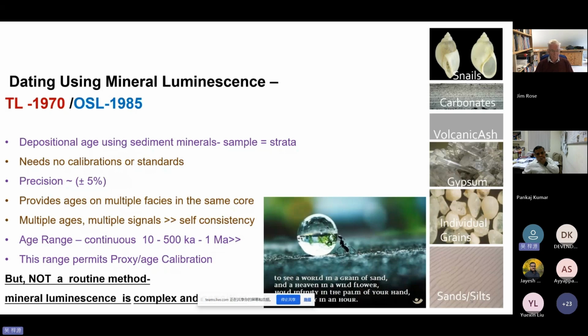However, it is not a routine method, because mineral luminescence is extremely complex and extremely sensitive. So you have to be careful in handling materials. Each sample has its own story to tell. But it's fun to hold a sand grain in your hand and tell all about it by simple laboratory measurements.